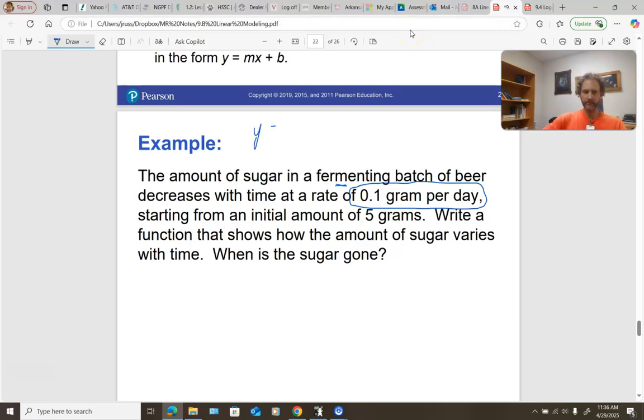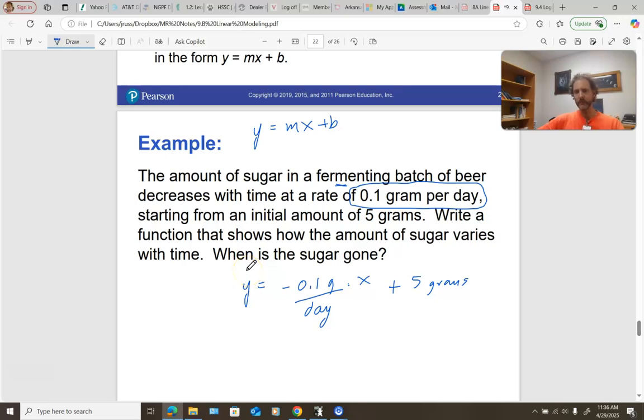So let's think about our standard equation here. Okay, so we know the value of m, we know the rate. It's negative 0.1 grams per day times x. So x represents the number of days. Y will represent the amount of sugar that's left, plus the initial amount of sugar that's in there, which is 5 grams. Okay. So this is our equation right here. This is our model.